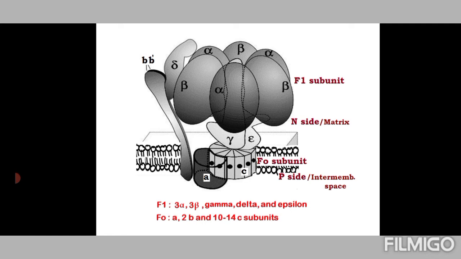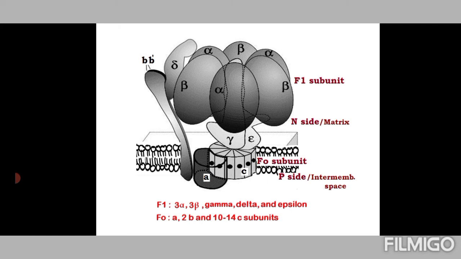One is by the central stalk. This is delta, this is gamma and epsilon stalk, as well as through the exterior, this beta, so this B dash subunit, and the delta subunit. So there are two connections between these two subunits, as you can see here.